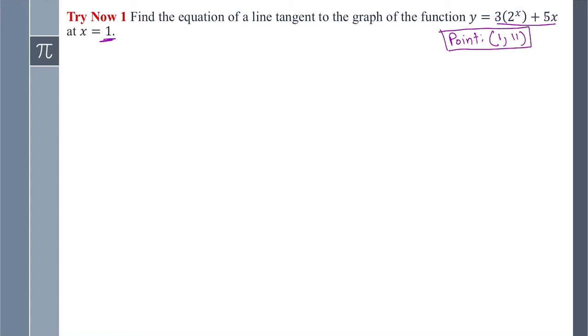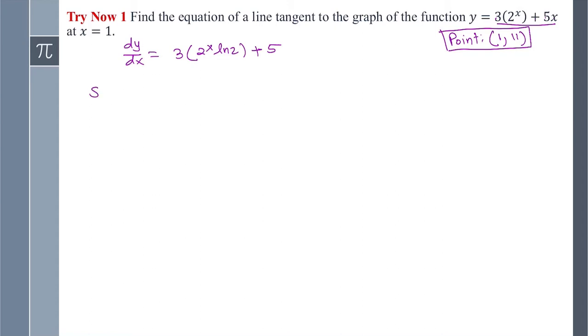Now the next thing that we need to find the equation of the tangent line is the slope. In order to find the slope, we need to find the derivative of that function. So let's go ahead and do that. dy over dx equals 3 times the derivative of 2 to the x, which is 2 to the x natural log of 2, plus the derivative of 5x, which is 5.